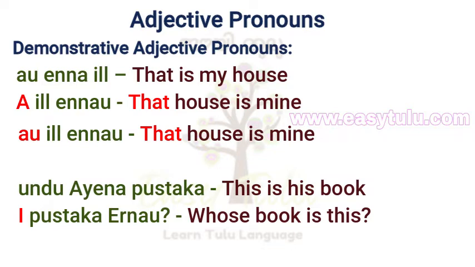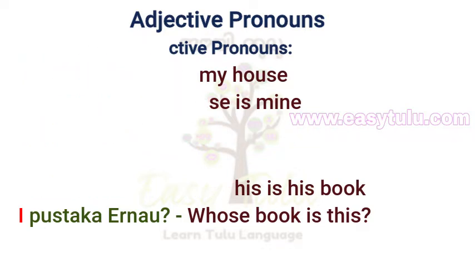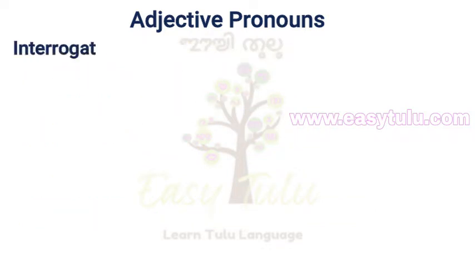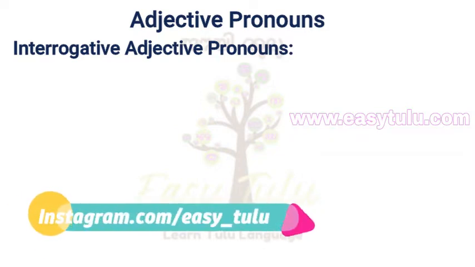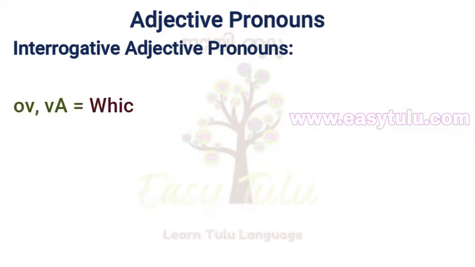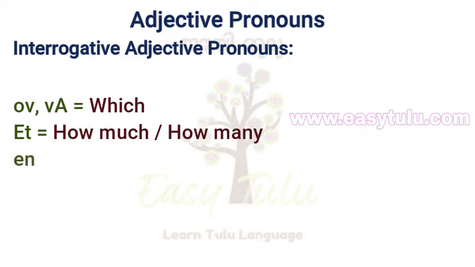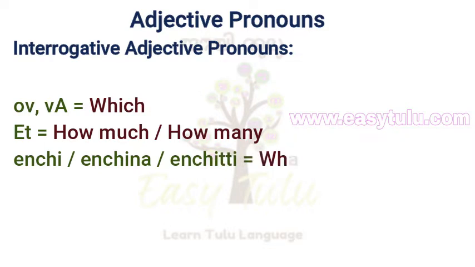Now let us see interrogative adjective pronouns. Interrogative adjective pronouns are used to form questions. These are the interrogative adjective pronouns used in Tulu. O or wa, which. Eth, how much or how many. Enchi or enchina or enchitti, what or which.